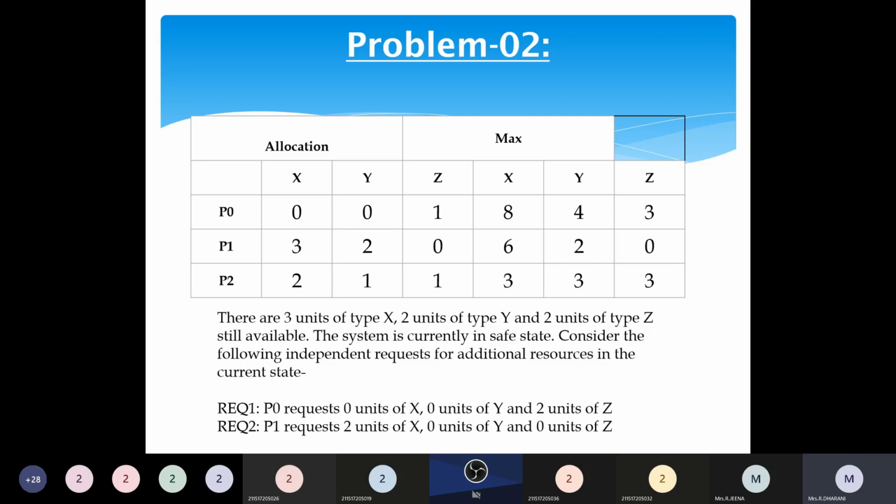So currently the system is in a safe state and it is given in the question. The question itself says that currently it is in a safe state. Now we want to check if any process makes a request, whether we are able to fulfill the request or not, whether it is still in a safe state or an unsafe state.